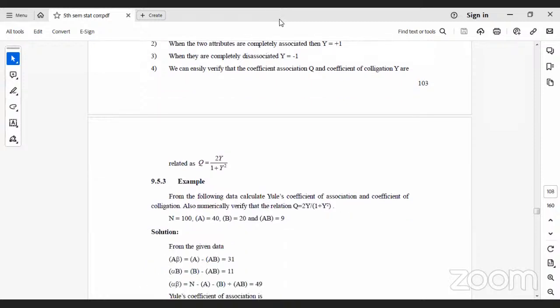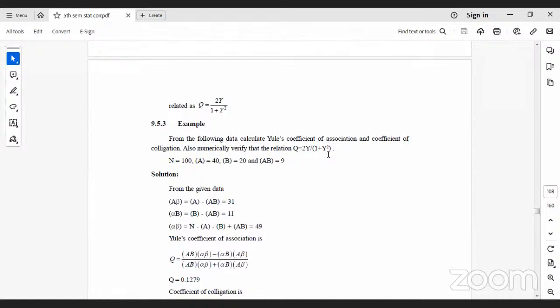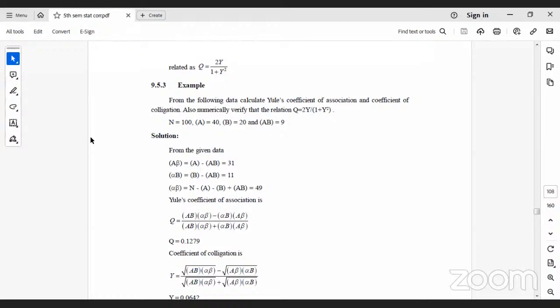So one problem we have to do here. From the following data, calculate Yule's coefficient of association and coefficient of colligation. Also numerically verify the relation Q is equal to 2Y by 1 plus Y square. N is equal to 100, A is equal to 40, B is equal to 20, AB is equal to 9.